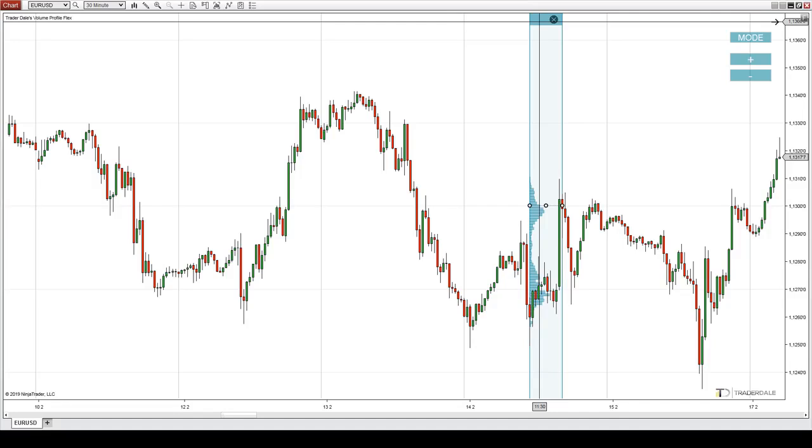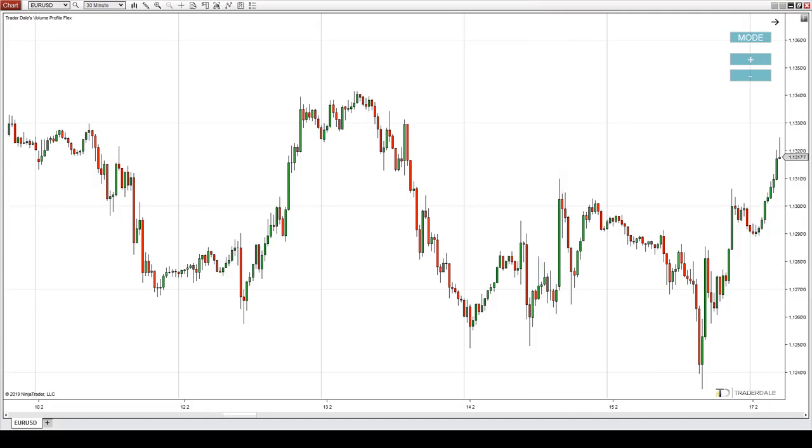Let's have a look at the last one. Let's have a look at the last volume accumulation setup on this screen. It is this rotation followed by this selling activity.